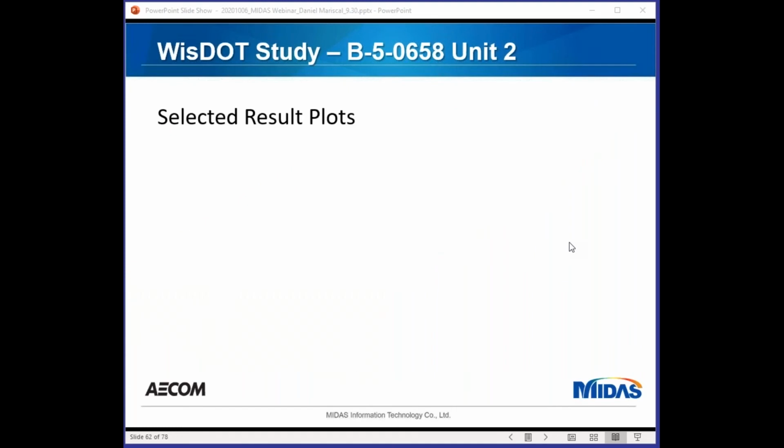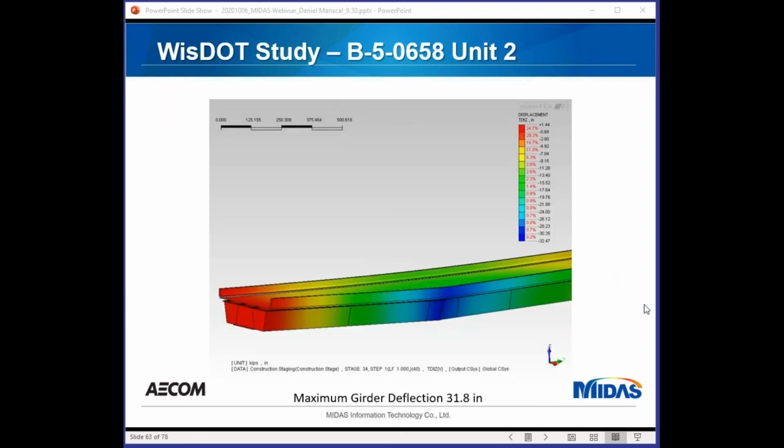So I'm going to show some plots. The program has really very good graphing capabilities to see the deformation, stresses, forces, basically any of the results that you would like to see. So this is a plot of the displacement. You can see the blue part with the highest displacement is about 32.5 inches. You can see the girder opening, that's the fracture.